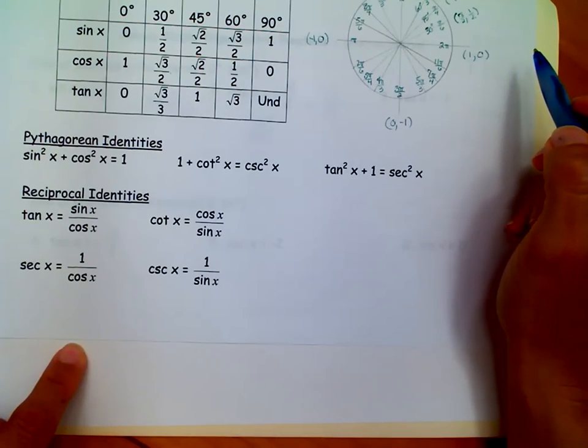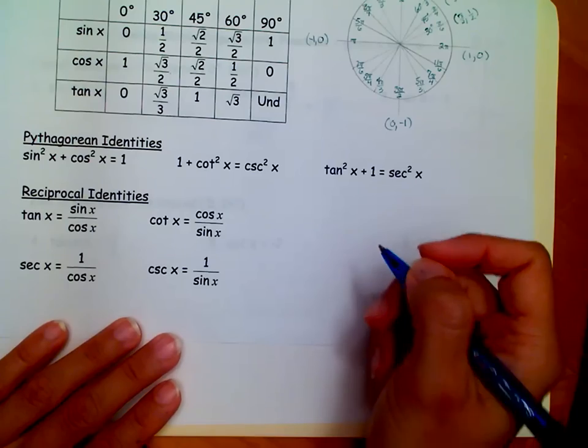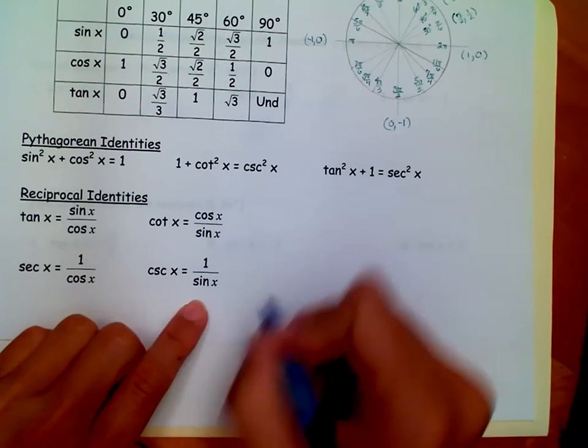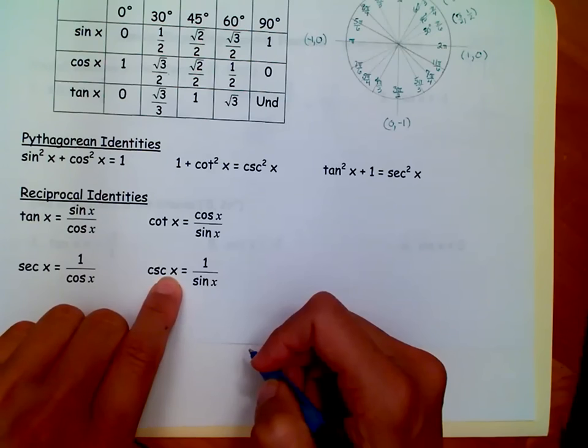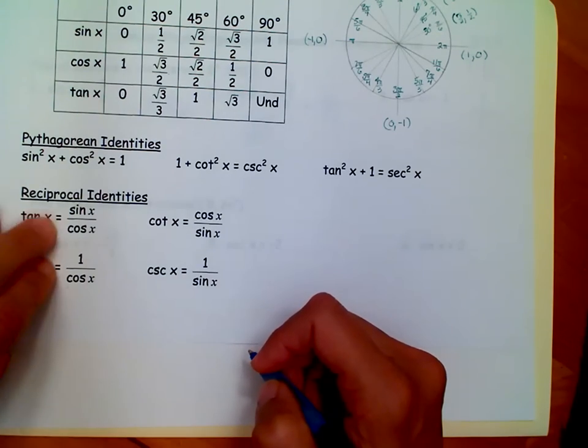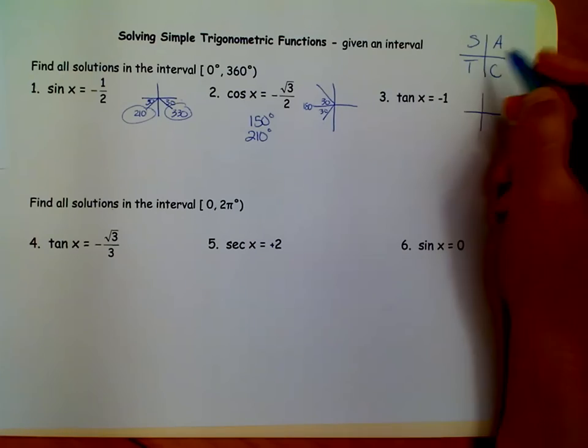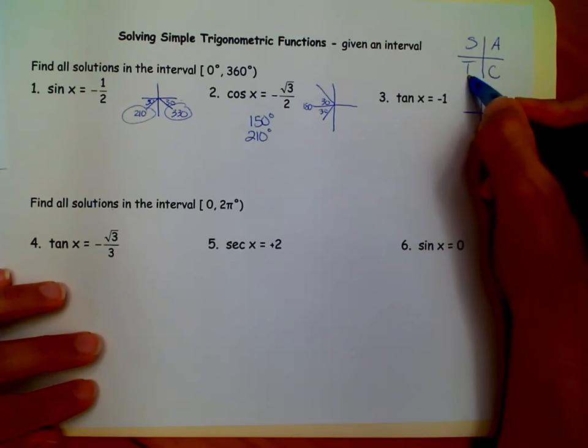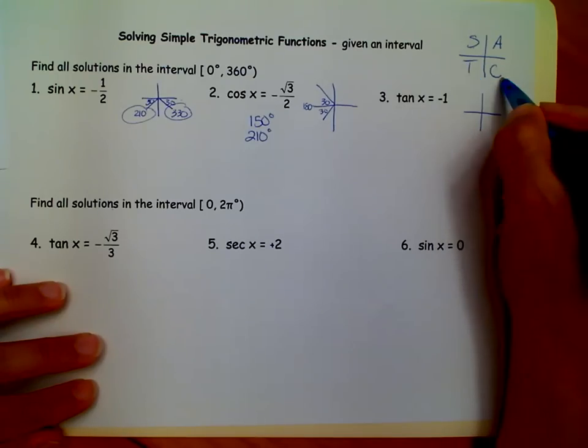No, I didn't put those on here. Well, let me do that really quick. Oh yeah, I did, right there. Sine's buddy is cosecant, and secant's buddy is cosine. So, sine and cosecant are positive here, tangent and cotangent are positive here, and cosine and secant are positive here.